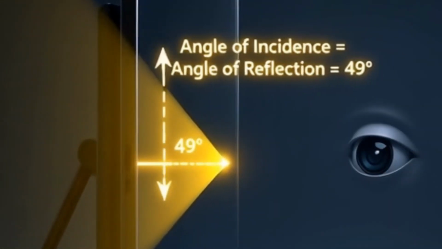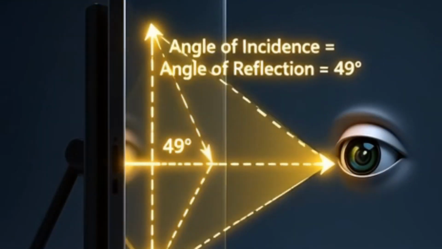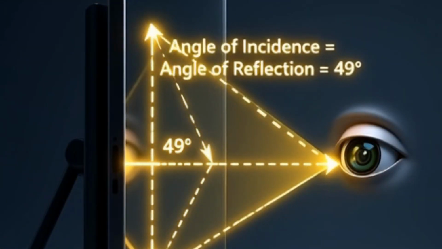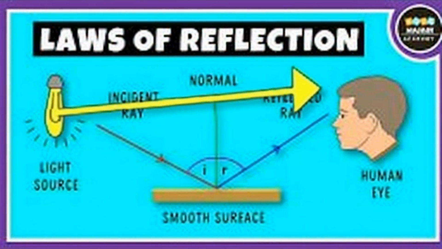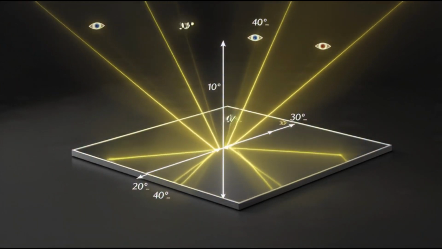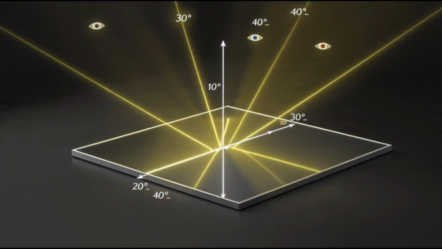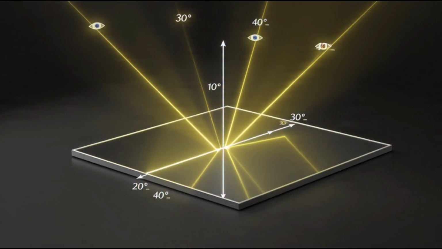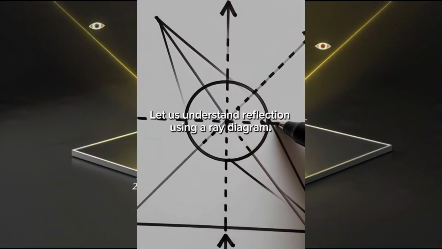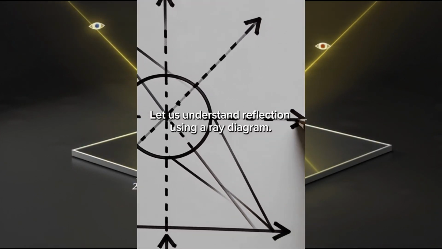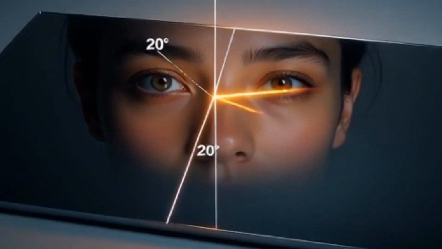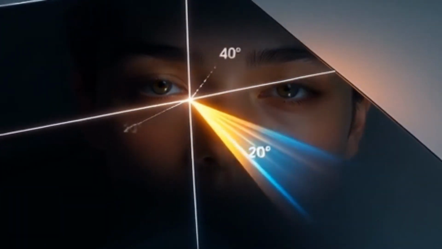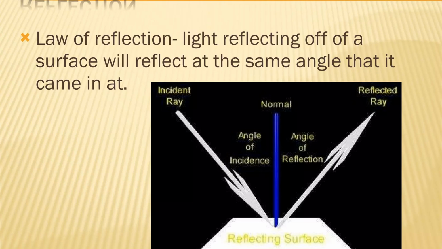Now let us understand reflection in a scientific way using a ray diagram. The ray of light that comes towards the mirror is called the incident ray. At the point where the ray strikes the mirror, we draw a perpendicular line. This line is called the normal. The ray of light that goes back after striking the mirror is called the reflected ray.